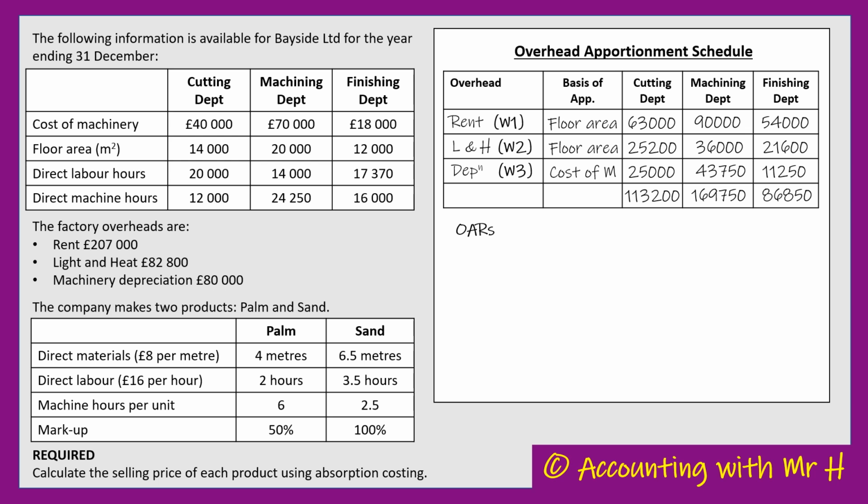If we look at the cutting department, the table on the left-hand side tells me that in the year they're using 20,000 direct labour hours and 12,000 machine hours. So this department uses more labour than machinery, so it is labour intensive. That means I'm going to use the 20,000, the highest one. So the OAR for the cutting department is the 113,200, the total overheads apportioned to the cutting department, divided by the 20,000 hours, which gives me an OAR of £5.66 per labour hour.